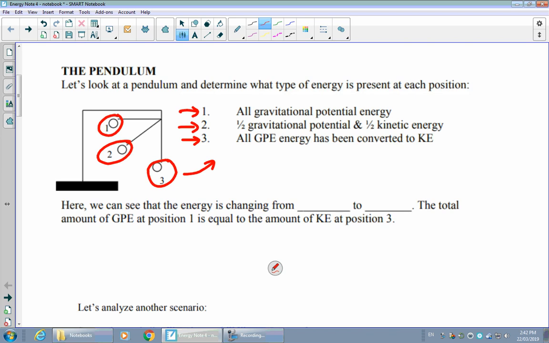So in general, we can see the energy is changing from GPE, gravitational potential energy, to kinetic energy. And this new conservation of energy law tells us that the total amount of GPE that it had at position 1 must be equal to the exact amount of kinetic energy it has at position 3. No new energy suddenly magically appeared out of nowhere, and the original amount of energy we had in gravitational form didn't just disappear to nowhere either. It was all converted into kinetic energy.